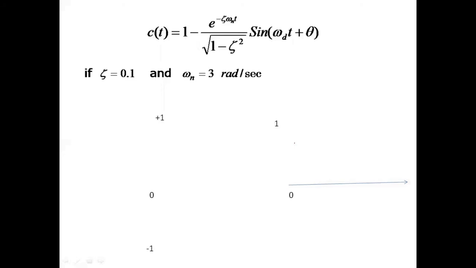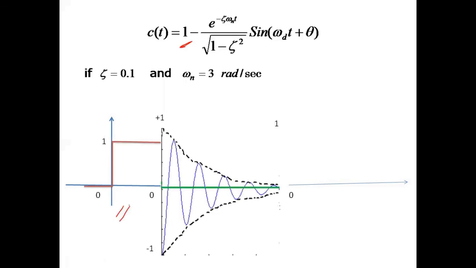And when the sinusoidal waveform takes a value of +1, c(t) will be equal to 1 minus e to the power minus zeta omega n t divided by square root of 1 minus zeta square. So let me try to plot c(t). Here the first term is 1, so I have represented it as 1, and for plus and minus values of sine omega t, which ranges from -1 to +1, we have the response here, and we have the upper and lower envelope, which is guided by this e to the power minus zeta omega n t.